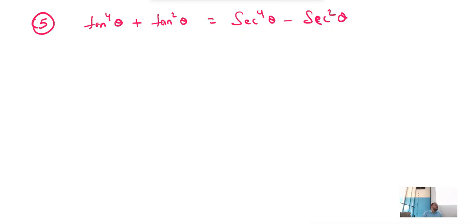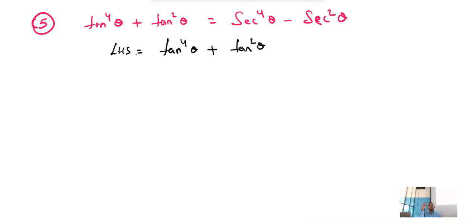Now what do we have to show here? Show that, prove that all are same. We have to prove LHS is equal to RHS. Now come back to the LHS part. What is LHS? Tan power 4 theta plus tan square theta. Am I right? Yes or no? Now here we have two cases. If you want, you can use tan. If you want, you can use secant. Both are same.